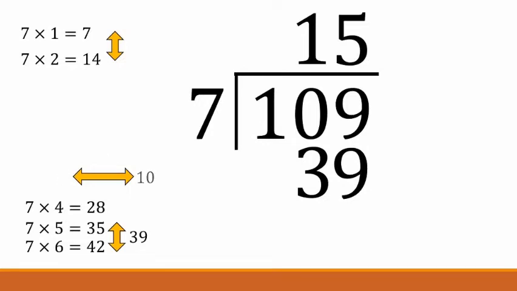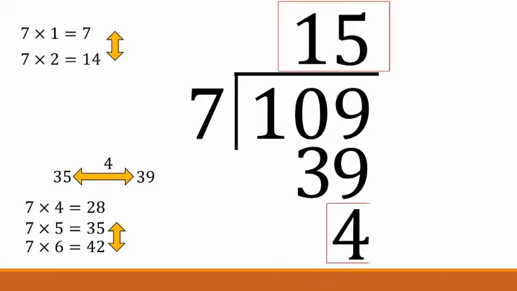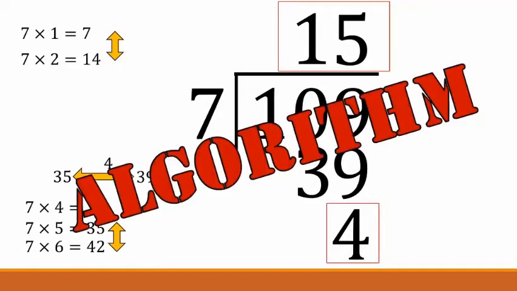Now, what is the distance between 35, the number that we got with the multiplication, and 39, the number that we were looking for? Exactly, it is 4. So we are going to put it right here. Again, 15 will be our quotient and 4 will be our remainder. And all of those things are what we call the algorithm.